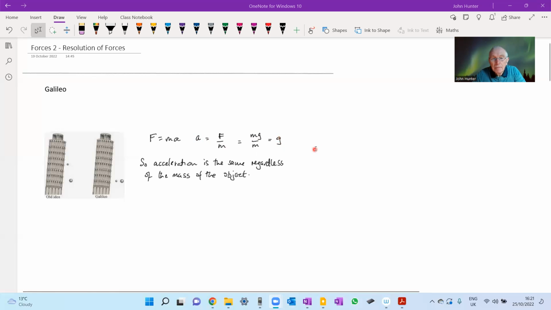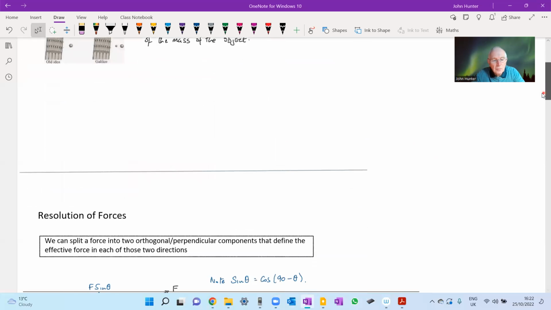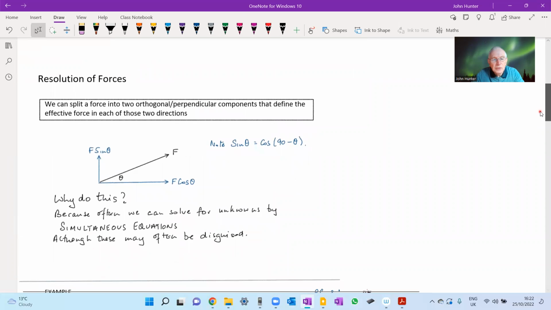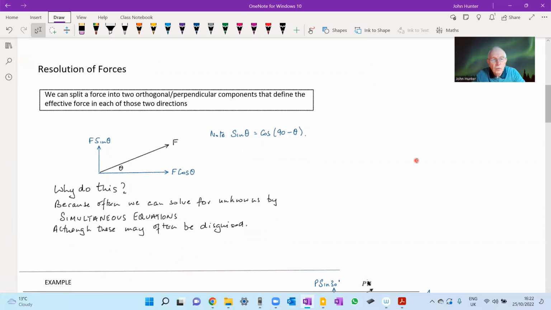So that is basically it, and I just need to bear that in mind. I think that's a good illustration of the difference between mass and weight. So I thought that was worth doing as an introduction. But now we're going to move on to what this video is mainly about, which is resolution of forces.